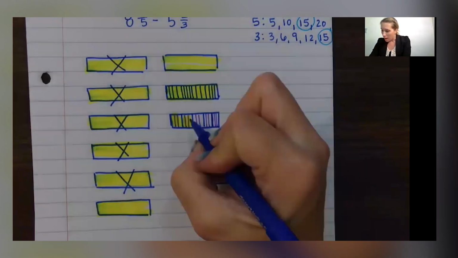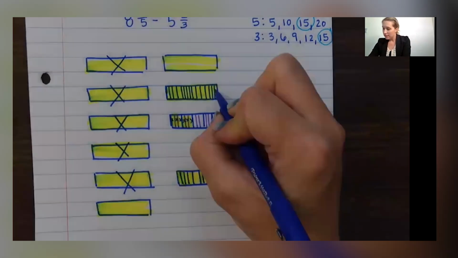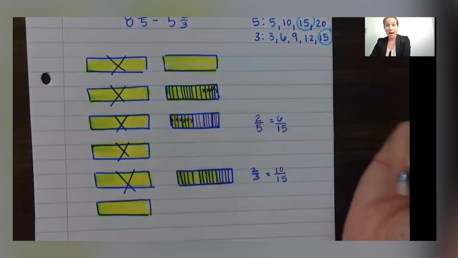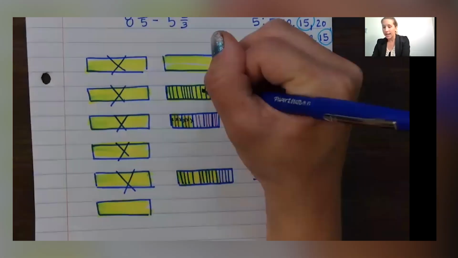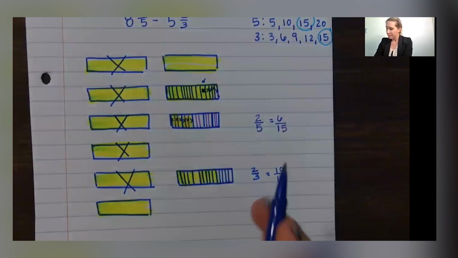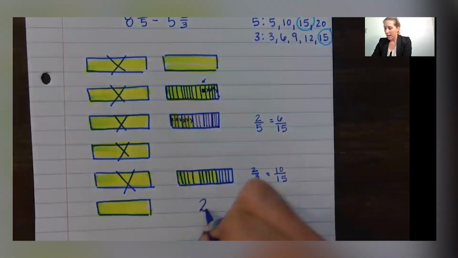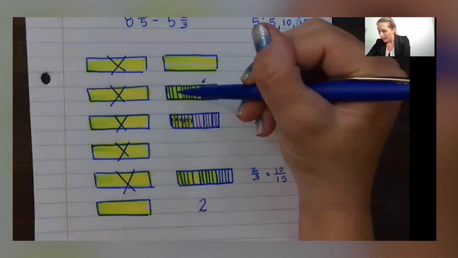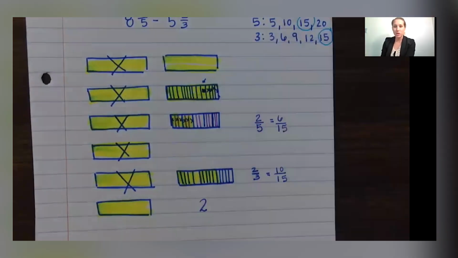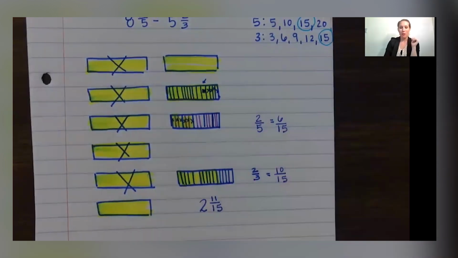Ready? 1, 2, 3, 4, 5, 6/15, 7, 8, 9, 10, 11. Oops, I did one too many, so I'm going to mark that one out. I only needed to take away 10. So we need to be sure to count that. That's part of our answer. So let's do that. How many pieces are left? 2 wholes and 1, 2, 3, 4, 5, 6, 7, 8, 9, 10, 11. Did you get 2 and 11/15? Very good. Great work.